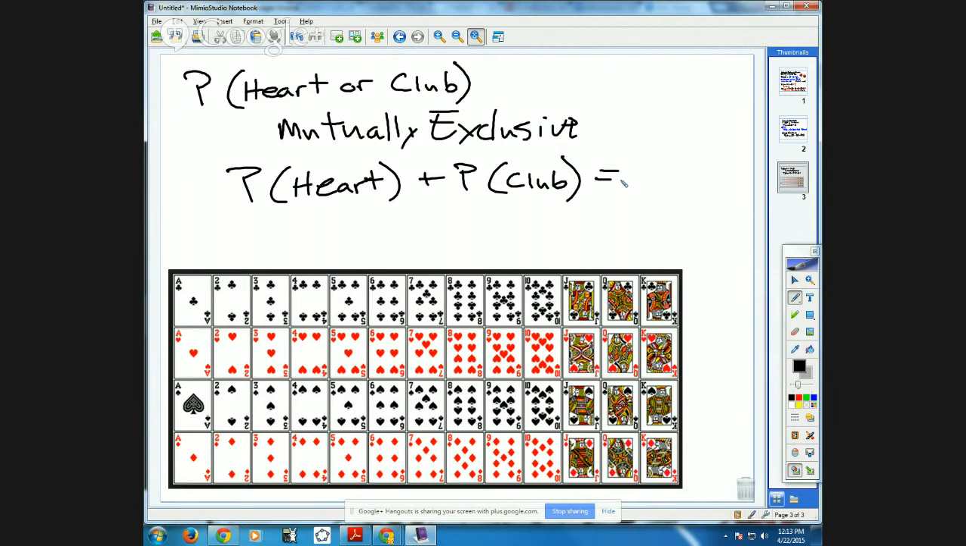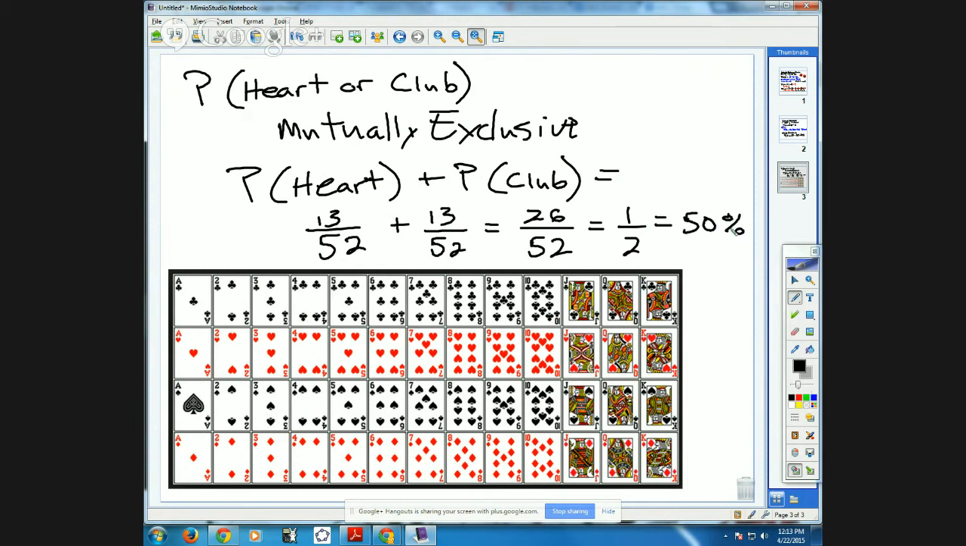Which, let's see, hearts. How many hearts are there? There are 13 hearts out of 52 cards. You might also say it's 1 out of 4 if you wanted to reduce it. 13 clubs out of 52, which adds together to give me 26 out of 52, which you could reduce to 1/2 if you wish, or say it's 50% or 0.5, lots of options.